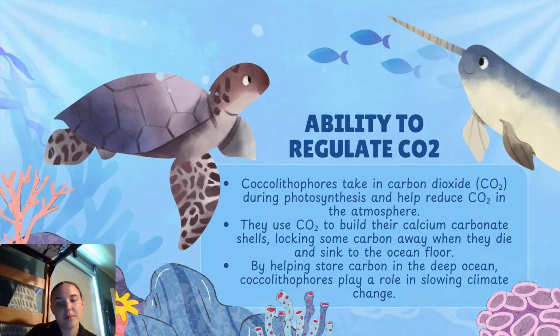Now let's go into the ability to regulate CO2. Coccolithophores take in carbon dioxide during photosynthesis to help reduce CO2 in the atmosphere. They use CO2 to build their calcium carbonate shells, which I talked about earlier, locking some carbon away when they die and sink to the ocean floor. By storing carbon in the deep ocean, coccolithophores play a role in slowing down climate change.